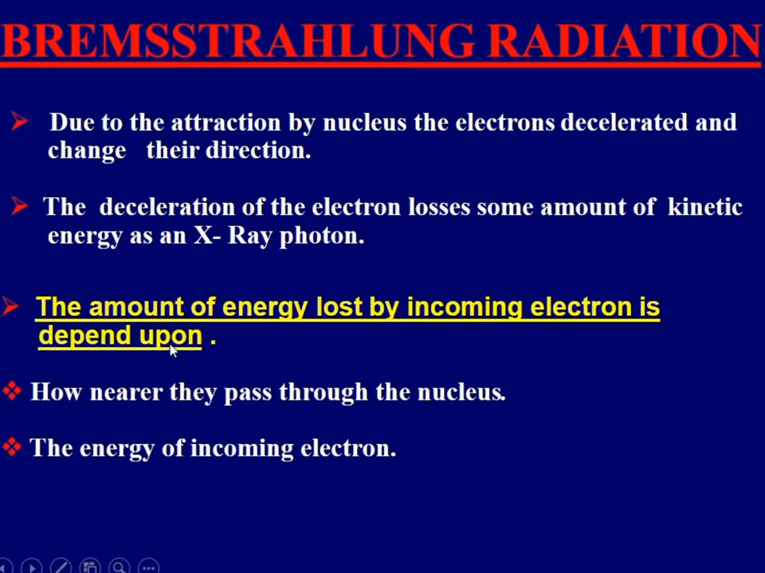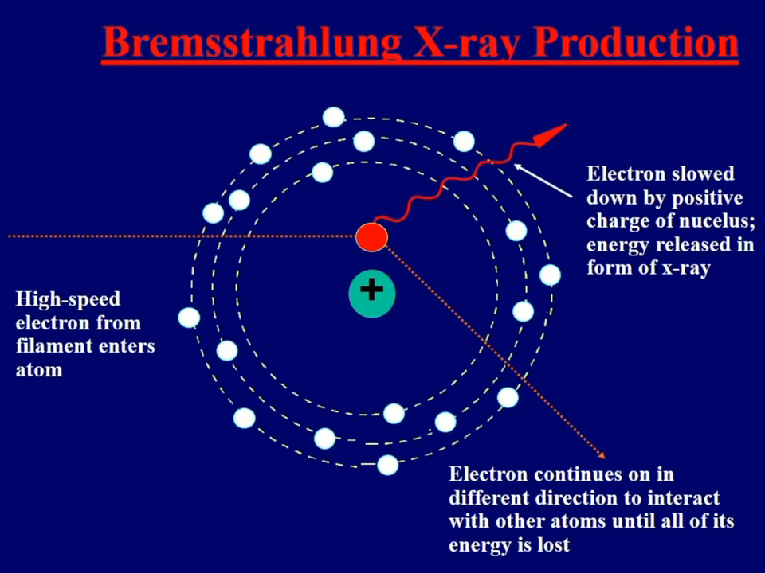Due to this force of attraction between the nucleus and the electron, the electron is deaccelerated. And due to this deacceleration, the direction of the electron is changed. Also due to this deacceleration of the electron, it loses some energy, and this loss of energy is converted into the energy of the X-ray photon. So this is the basic physics behind this Bremsstrahlung X-ray production.